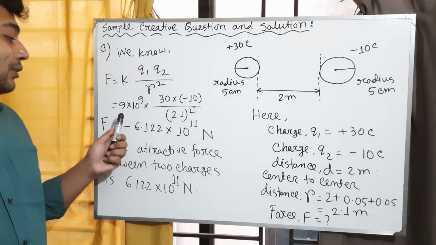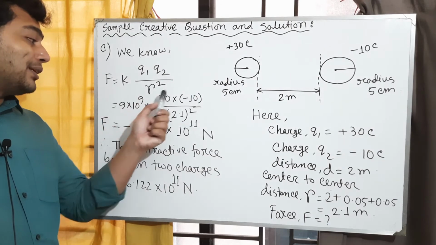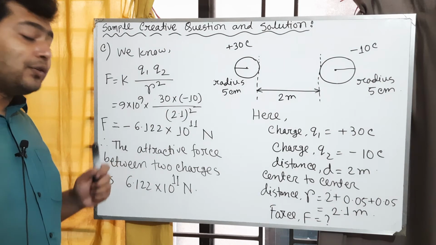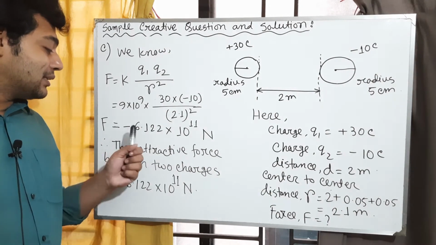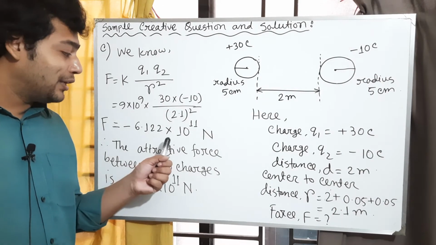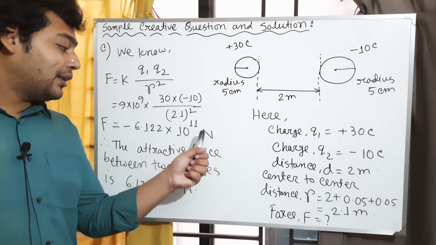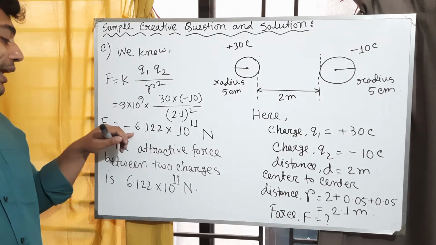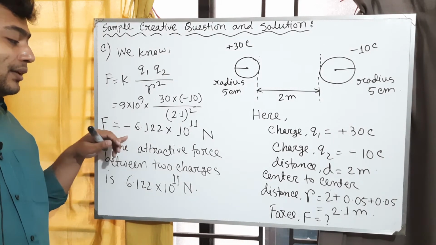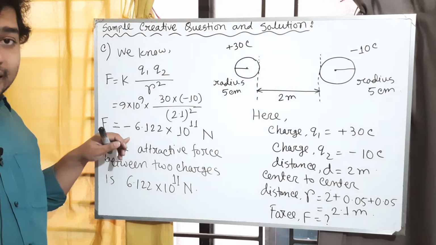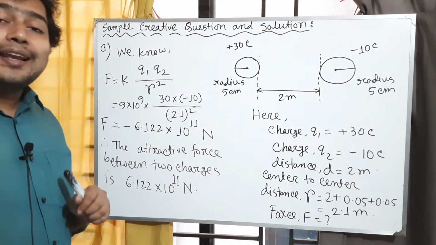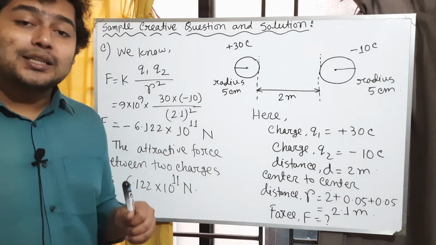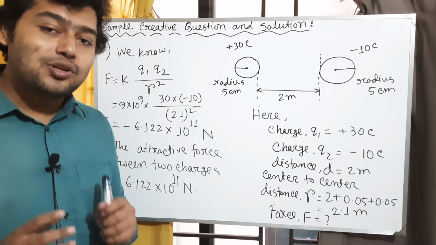Okay. So, putting the value of these parameters and after calculating we get F equal to minus 6.122 into 10 to the power 11 Newton. Here we get the force with a negative sign. Okay. Here the negative sign means that the force between these two charges is attractive.